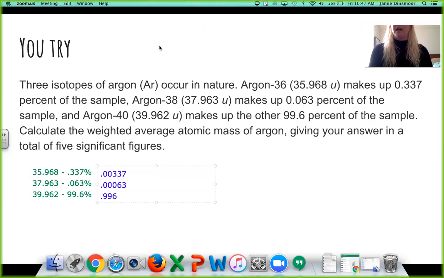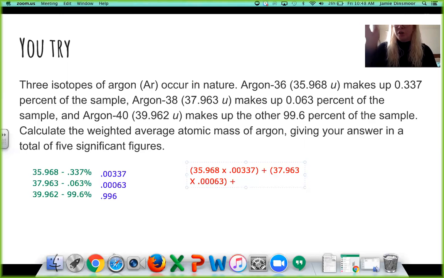Okay. The next step is to set this up and multiply. So our first atomic mass is 35.968. We're going to multiply that by its abundance as a decimal, which is 0.00337. We're going to add to that our second atomic mass, which is 37.963 times 0.00063. A lot of 6s and 3s in that one. And finally, we're going to add our last variation here, which is 39.962 times 0.996.